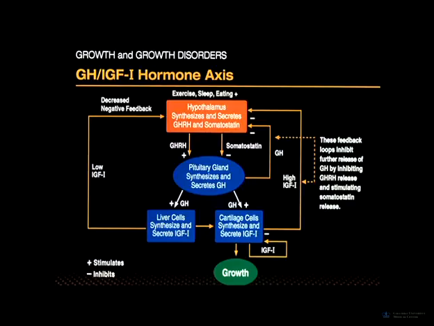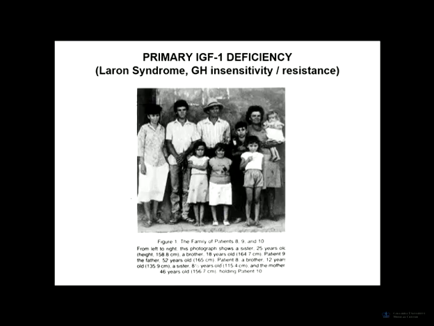IGF-1 is synthesized in the liver in response to growth hormone. Primary IGF-1 deficiency has been described. It's called Laron syndrome, or GH insensitivity resistance. And this is a family who has IGF-1 deficiency. Their growth hormone levels when measured are quite high, but their IGF-1 levels are very, very low. Clearly, they will not respond to exogenous growth hormone, right?